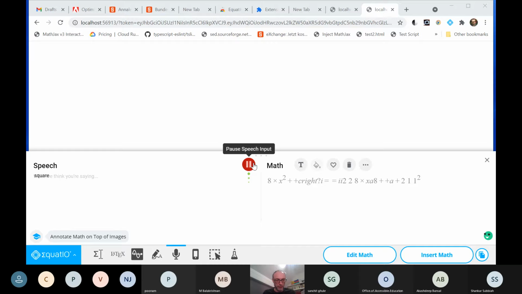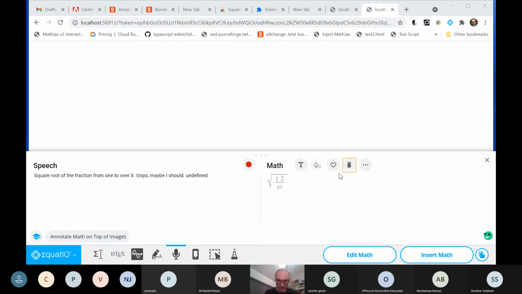Square root of the fraction from 1 over x. Oops, maybe I should have cleaned the side. Let's clean that. The square root of 1 over x. Oops, sorry, switch on again. The square root of 1 over x. So it got the square root right, as you can see here on the left, but for some reason it didn't insert it. Okay, let's try one more.